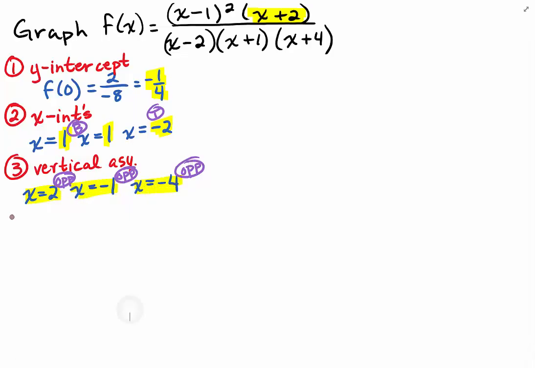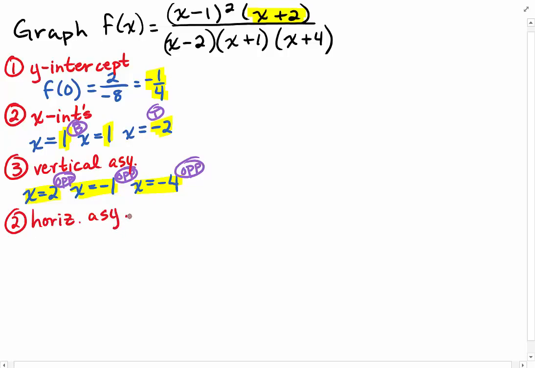Lastly, we want to find the horizontal asymptote. And remember, to do that, we look at the degree of the numerator versus the degree of the denominator. These are factored, so it might look a little bit complicated to figure out what the leading term is, but we can do it.